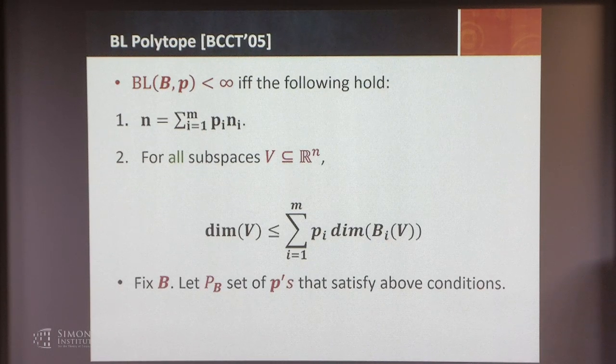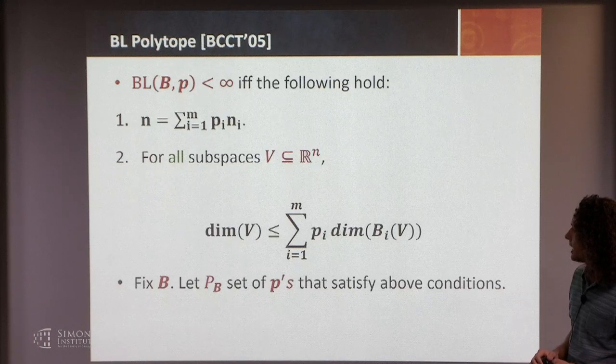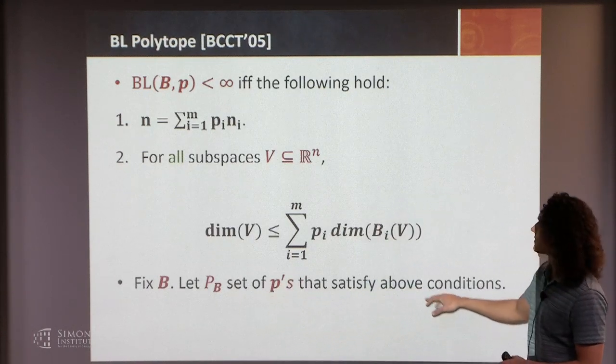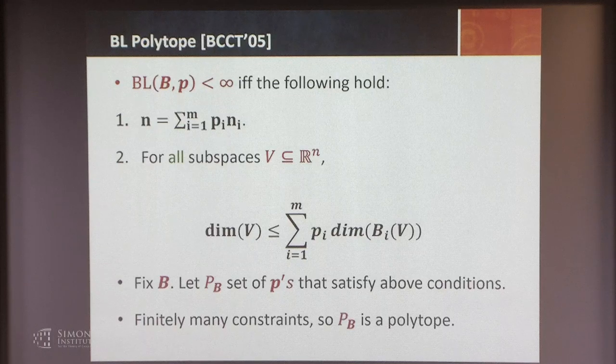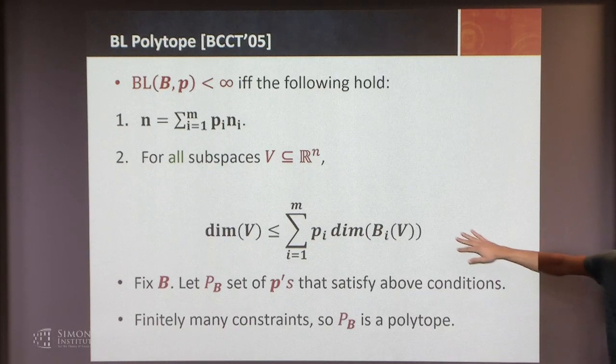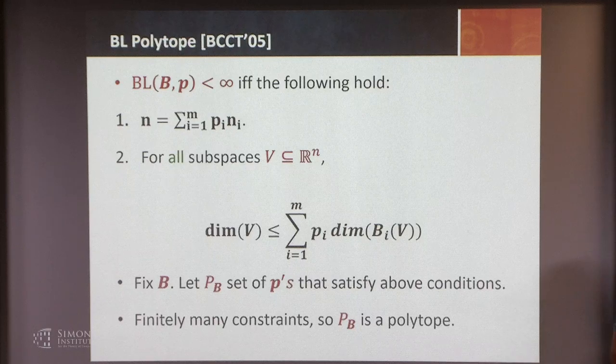An interesting thing about this work of Bennett et al. is that if you fix just the matrices B, the linear projections B_i, and you let P_B be the set of all the p's that satisfy all these conditions, this is a polytope. Which means that if I give you any linear transformations, you have an inequality if and only if these p's lie inside a polytope. So you have some polyhedral thing giving you a lot of inequalities. You might say these are infinitely many constraints, but they're not really infinite, because these dimensions are integers between 1 and n. So you do have finitely many constraints. Now, it's looking an awful lot like capacity.